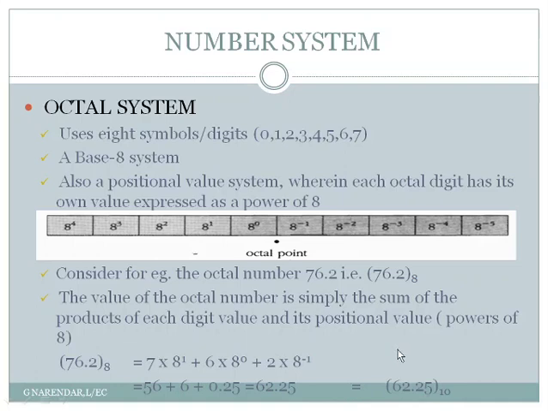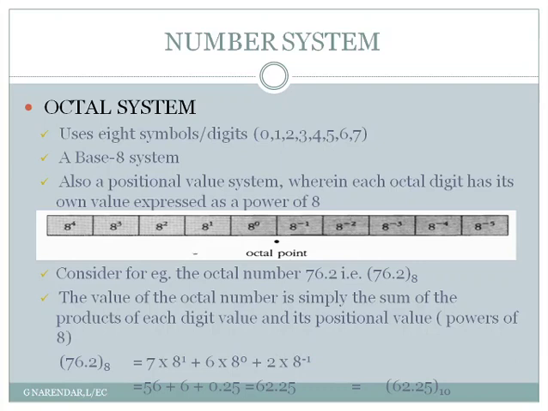To summarize this slide, we have introduced the octal number system, where the number system contains only 8 symbols to represent any quantity, and with only these 8 digits from 0 to 7, you have to represent any number or quantity. Since it has only 8 digits, it is called a base 8 system. And like the previous number systems, it's also a positional value system, but here the positional values will be powers of 8.